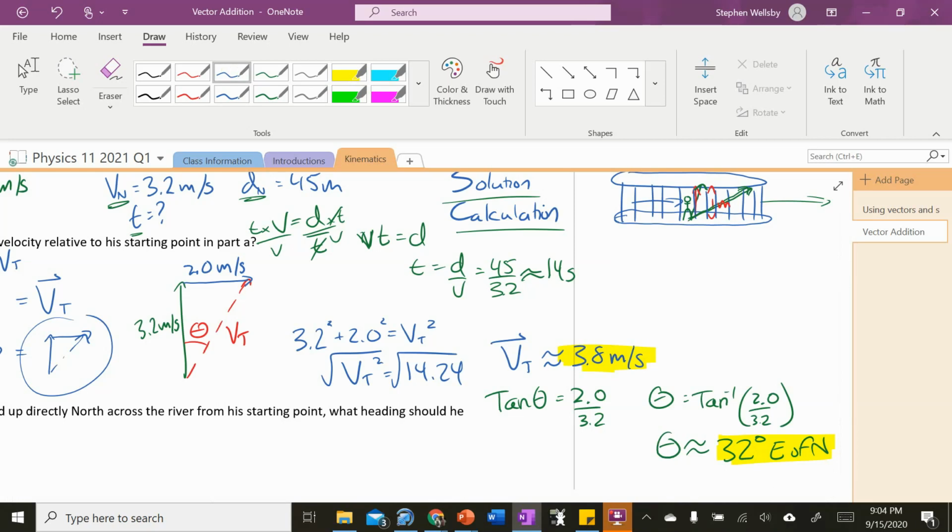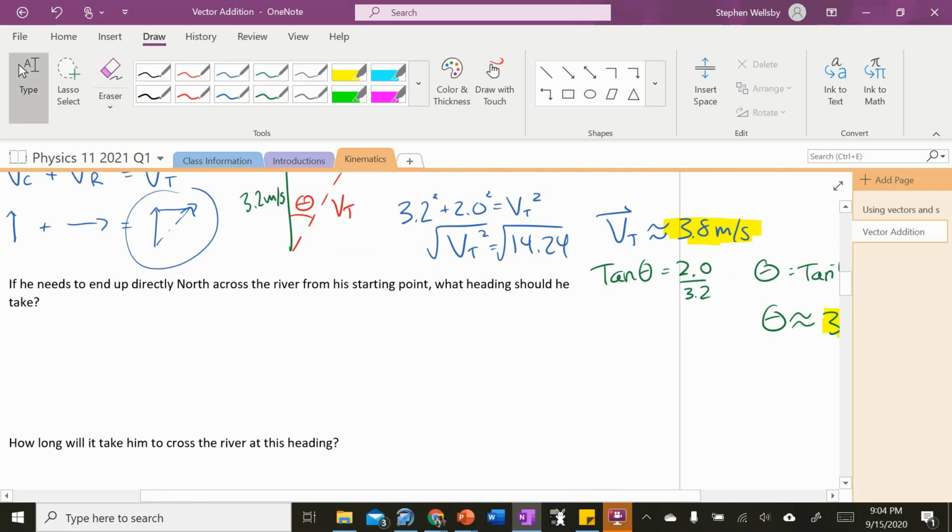So even though I'm going at 3.2 directly north, the river is pushing me down the river and giving me a little bit of extra speed. So I end up going a little bit faster, 3.8, and I also end up going off to the right a little bit by 32 degrees.